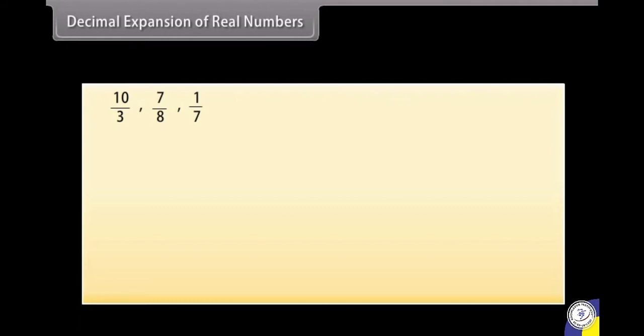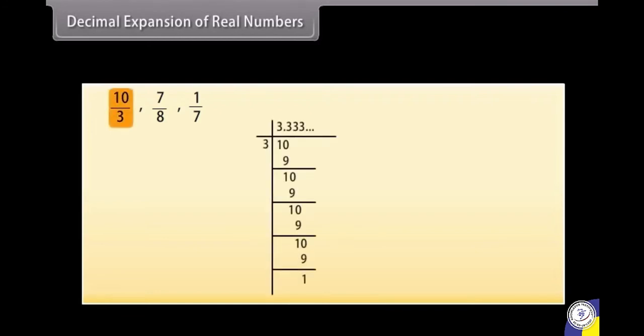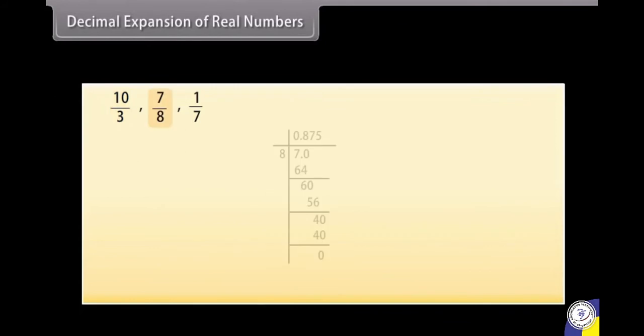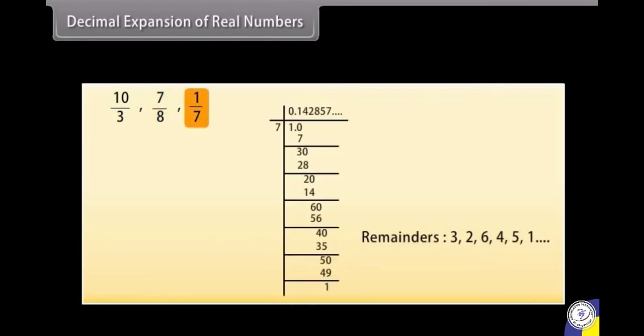We will find the decimal expansion of these three numbers. Here we can see the decimal expansion of 10 by 3, where we get remainder 1, 1, 1, 1, 1. Similarly, the decimal expansion of 7 by 8 gives remainder 6, 4, 0. And the remainders of 1 by 7 are 3, 2, 6, 4, 5, 1.